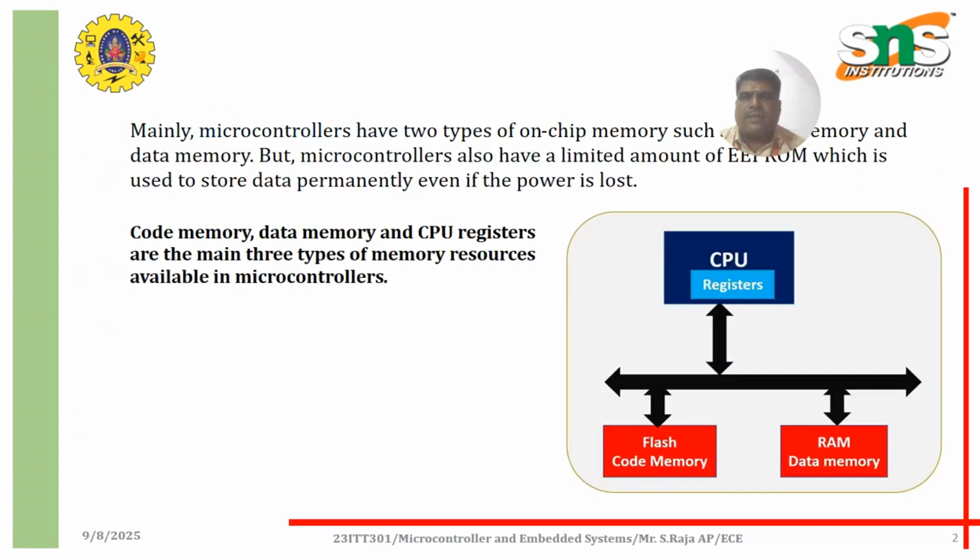So in this YouTube video, I discussed the important types of memories available in the 8051 microcontroller. In the 8051 microcontroller, there are three types of memories: one is the CPU register, another is the flash code memory, and the next is the data RAM memory. Flash code memory is the memory containing the code, and the data RAM memory is the temporary memory that the user can use for current and future temporary data stored inside the 8051 microcontroller.